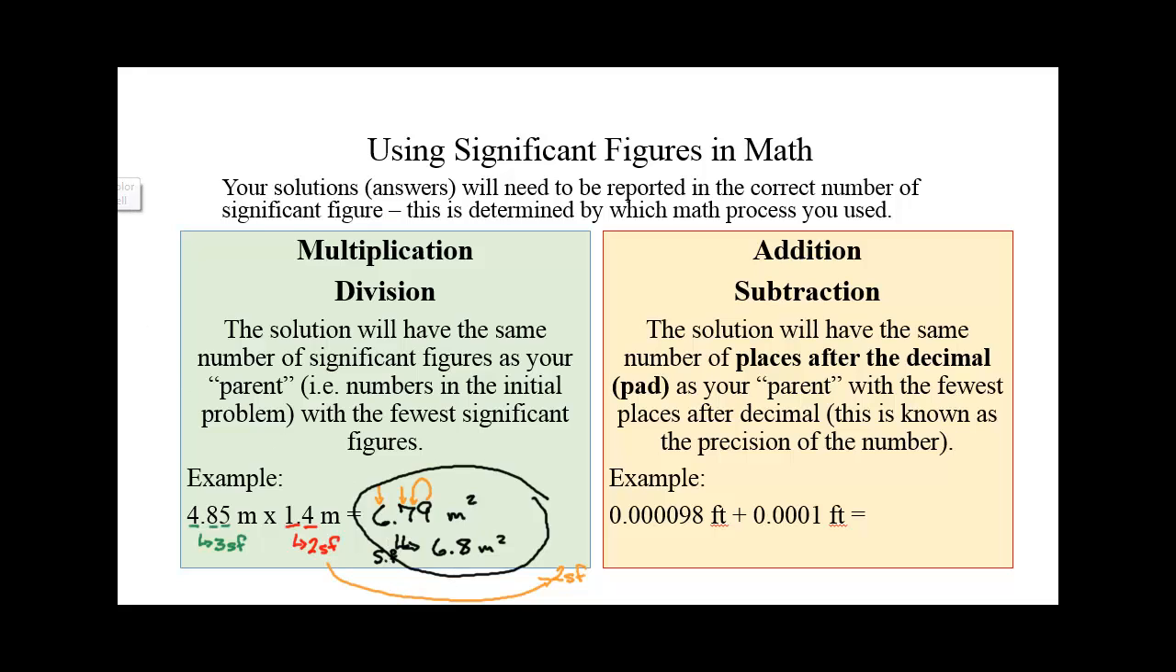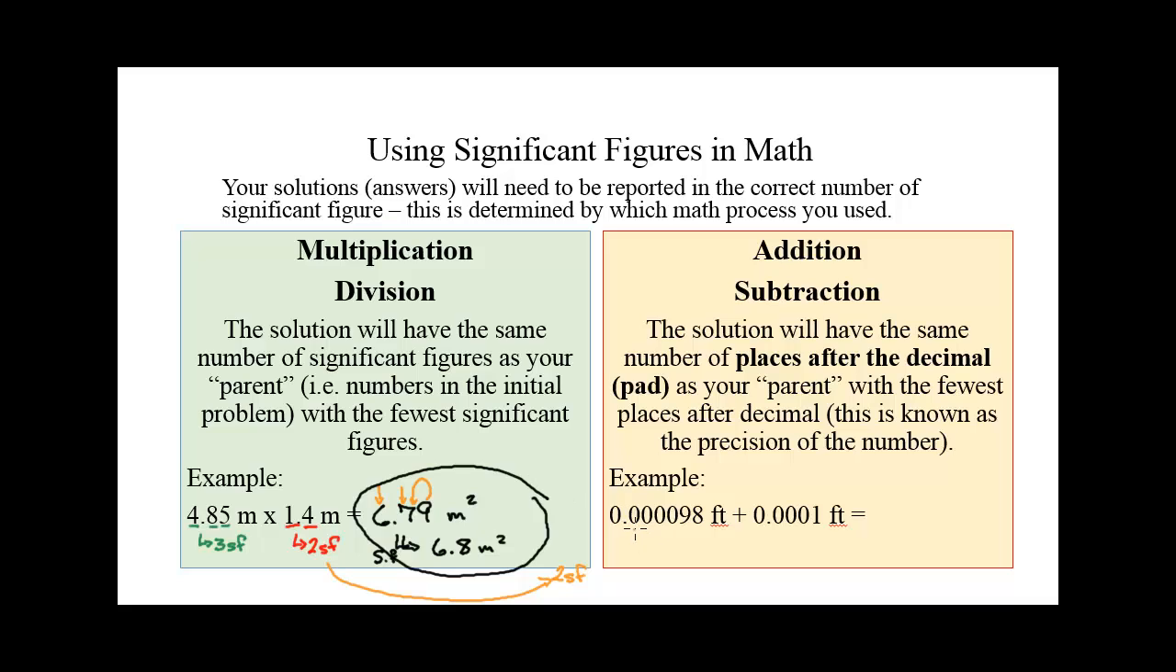If, on the other hand, I am doing addition and subtraction, the rules change a little bit. The solution will have the same number of places after the decimal, and I denote this with the term "parent", as your parent, in this case the numbers that you're adding together, with the fewest places after the decimal. And in math lingo, this is known as the precision of the number.